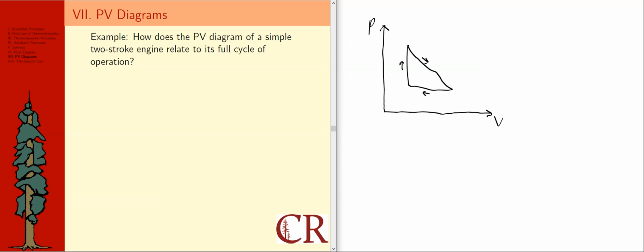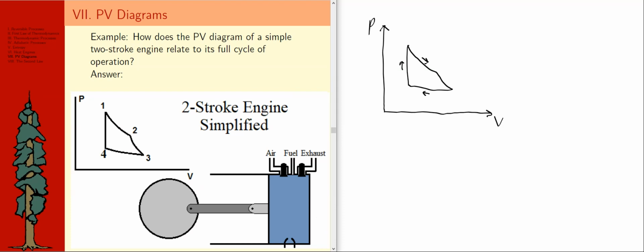How does the PV diagram of a simple two-stroke engine relate to its full cycle of operation? So I'd like to compare the diagram I've drawn in PV space to what a real engine looks like. And I have some pictures here in the slides that are going to help us achieve that.